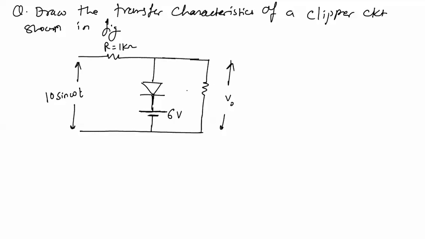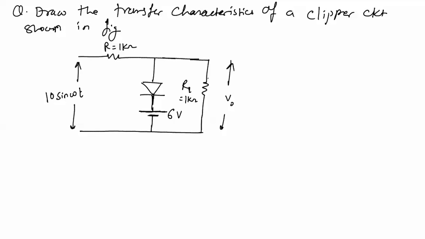Now in this circuit there is one difference between our basic clipper circuit and this circuit. Up to now we didn't have this load resistor in the circuit, but in this circuit we have this load resistance. This load resistance will affect the operation, and this clipper circuit will behave differently from our previous circuit.